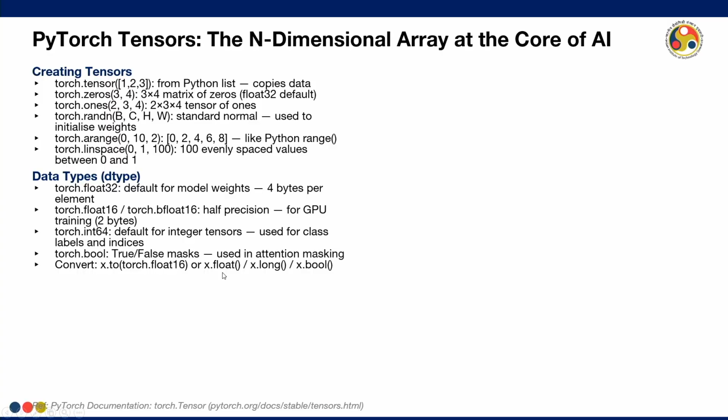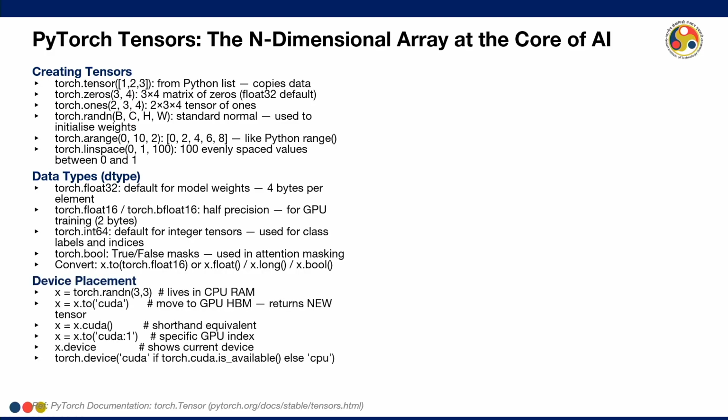Converting to different data types: from one data type I can convert to other data types. One example is x.to, then I can convert it to torch.float16, for example. Similarly, we can use x.float, x.long, x.bool. Whichever data type I want to convert to, we can give as the function.